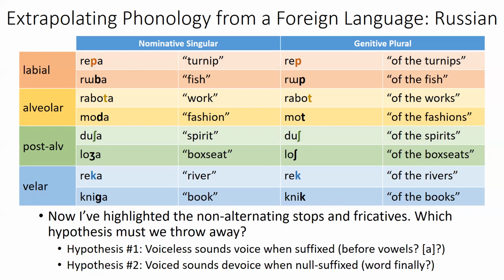And now we find we have to throw one of these hypotheses out, which is how we do science, right? We form hypotheses and we throw them out based on evidence. So hypothesis number 1 says voiceless sounds voice or become voiced when suffixed. And maybe that's before vowels, we'll figure it out. Hypothesis number 2 says that voiced sounds devoice when they are null suffixed, and that's word finally, or when there is no suffix or something. So take a second now, pause if you have to. Which of these hypotheses do we have to throw away?